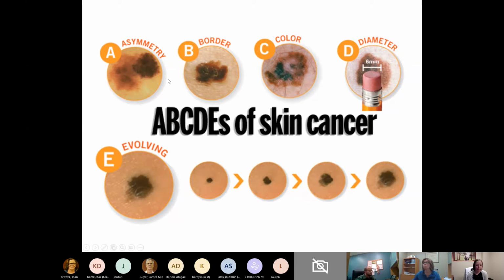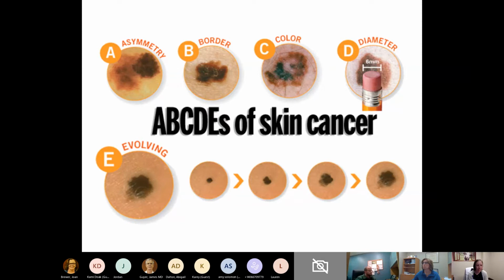So it's the A, B, C, D, E. So A for asymmetry. Oftentimes melanomas are not oval or round shaped. The borders are so irregular, you can't trace around them with a pencil. They have multiple colors or odd colors that you don't see anywhere else in the skin. And then anything that's bigger can also be more concerning, but certainly we want to catch melanomas when they're small.